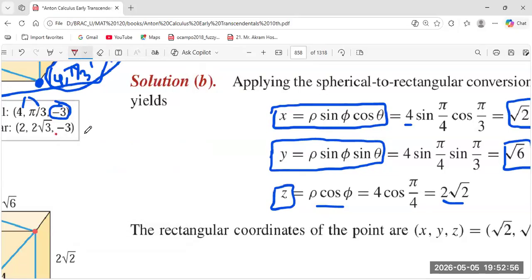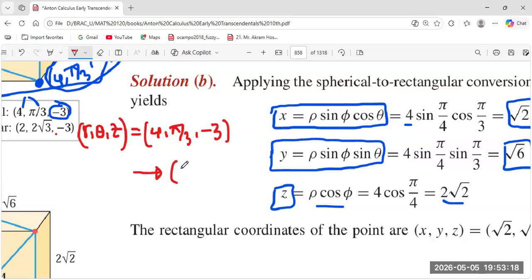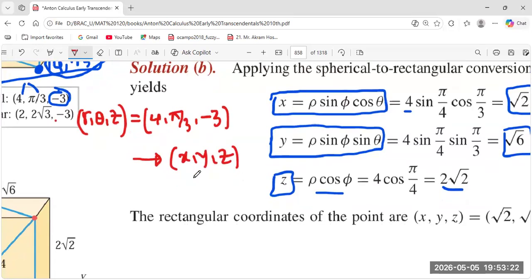So the question is, a point is given in the cylindrical coordinate system. The cylindrical coordinate system is r, theta and z. For this problem r is 4, theta is pi by 3 and the z quantity is -3. And we want to convert this point to the rectangular coordinate system x, y and z. So this is very simple.